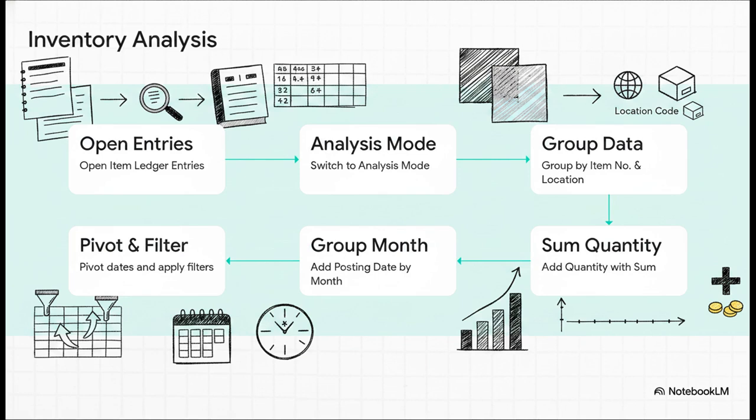Open the item ledger entries and flip on analysis mode. But this time, we are going to create a multi-level group by item number and by location. Sum up your quantity and then group the posting date by month. Finally, here's the trick. Use pivot mode on the month. What this does is stretch the dates right across the top, instantly creating a matrix where you can visually scan for inactive or slow-moving items over time. It is incredibly powerful and, frankly, it looks great too.